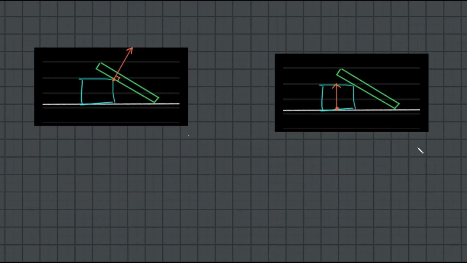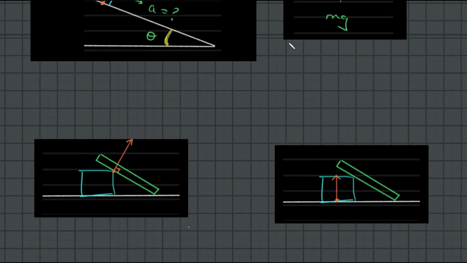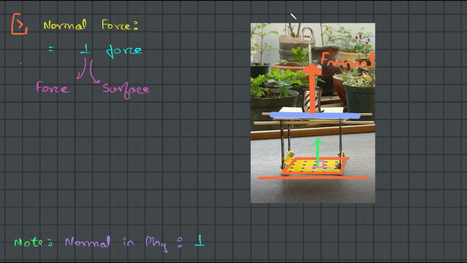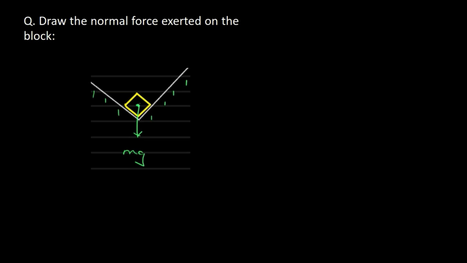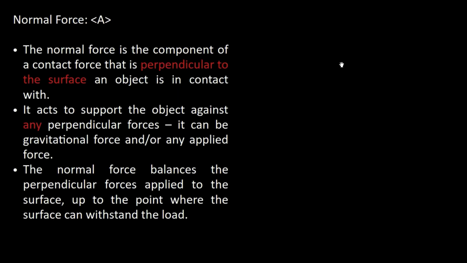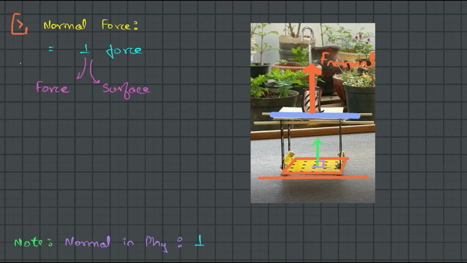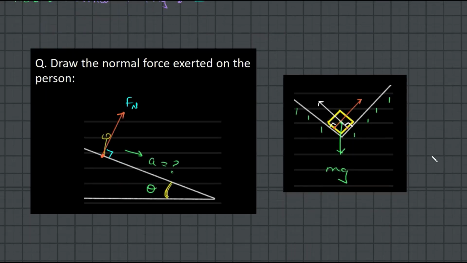So all you have to do is, what are the steps? Look at the point of contact, look at the surface and draw a perpendicular line. And along the line, you can indicate your force, and that would be your normal force. As an example, you guys need to write this as an explanation. And as a set of example, you can draw this.